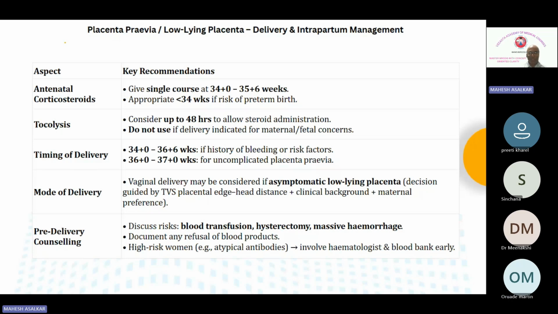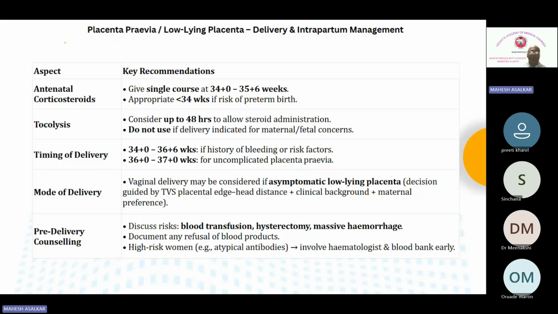So remember that flow: mid-trimester anomaly scan, placental localization, low-lying, repeat TVS at 32, repeat TVS at 36. After 32 weeks TVS, you are going to give steroids at 34 to 35.6 weeks of gestation. If she is at high risk for preterm, give steroids before 34 weeks of gestation.